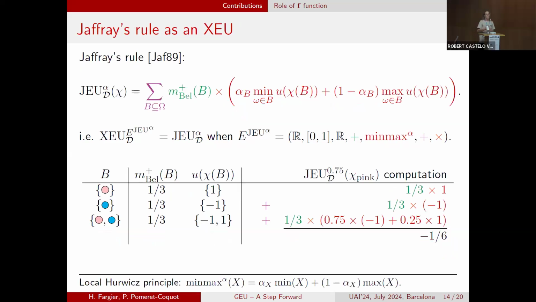Another rule Jaffray proposed for belief functions is this one, in which for each focal element, we consider a trade-off between the minimal possible probability and the maximal one, with some alpha parameters like local Hurwicz coefficients. So here, all these red parts become our F function, called here min-max. And as before, we can see it is not very useful for singletons, but it will serve to yield this representative value when several utility values are possible.